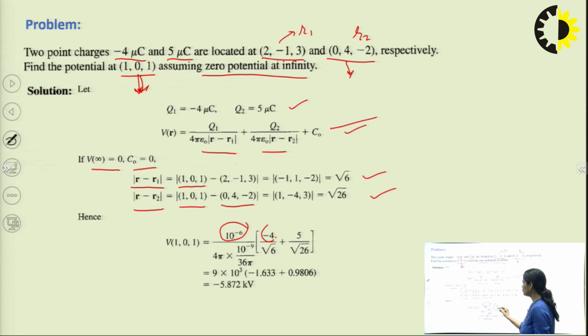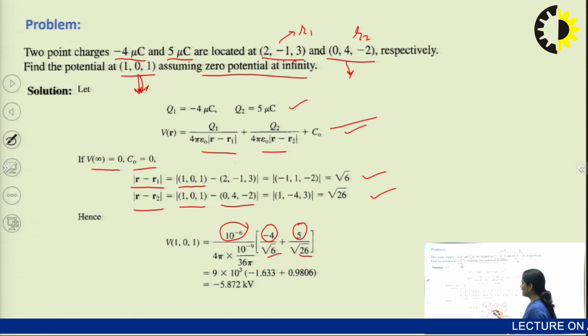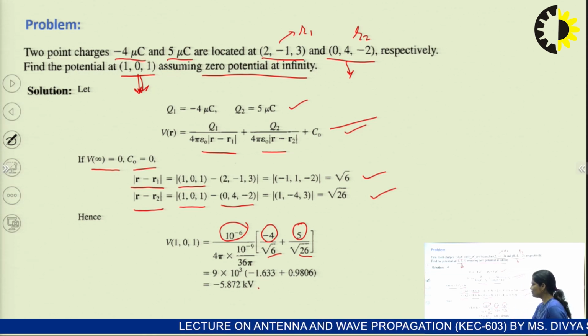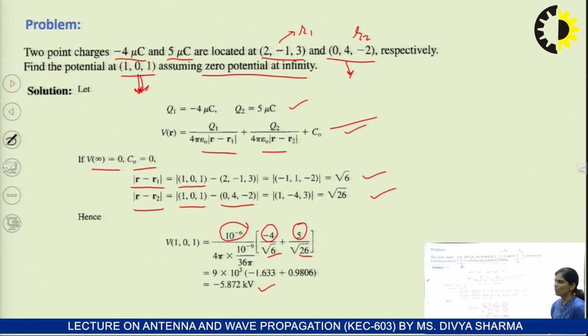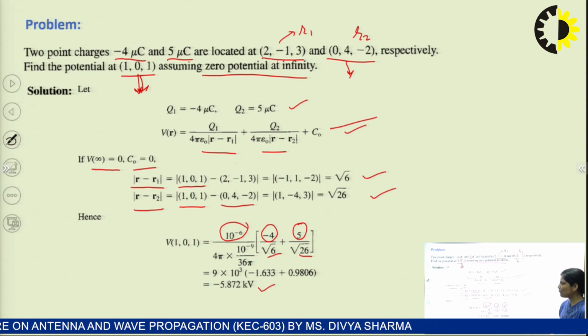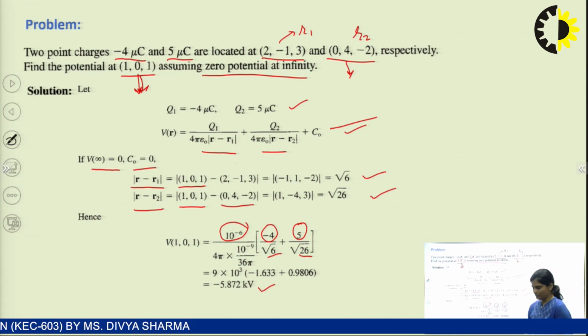Here you can write down Q1, then Q2 upon the magnitude of R1, R2, and write down the value of 4 pi epsilon naught. So this is the value of epsilon naught and 4 pi. Put all these values and you will get the potential at point 101, and your value for potential is minus 5.872 kilowatt.